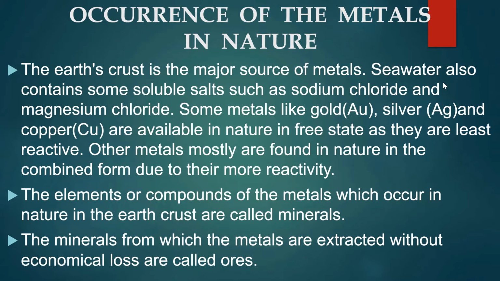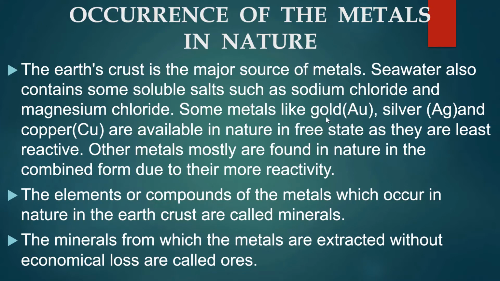The occurrence of metals in nature. In our previous chapters, we have learned about metals and non-metals. In this particular chapter, we'll be seeing where these metals occur and what the various processes involved in the extraction of these metals are. The Earth's crust is the major source of metals. Seawater also contains some soluble salts such as sodium chloride and magnesium chloride. I hope you all remember the formulas of sodium chloride, NaCl, and magnesium chloride, MgCl2.